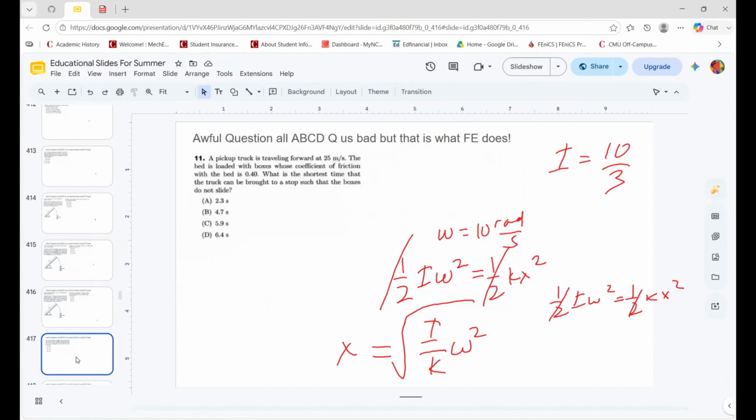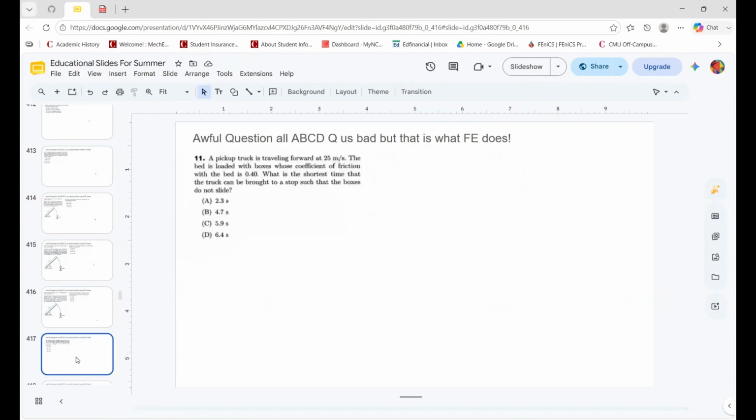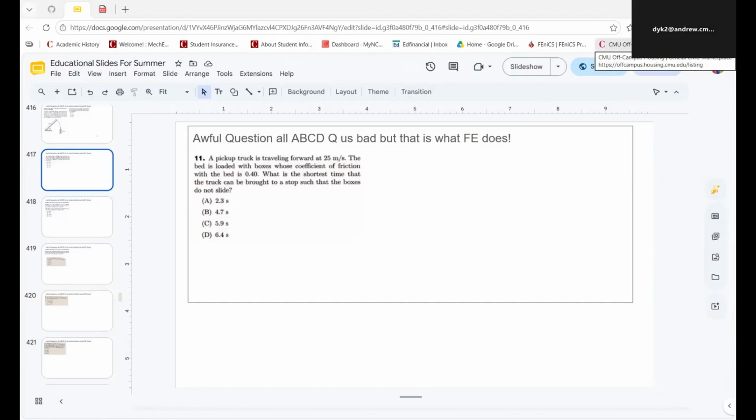All right, next question. A pickup truck is traveling forward at 25 miles per second. The bed is loaded with boxes with a coefficient of friction of 0.4. What is the shortest time that the truck can be brought to a stop such that the boxes do not slide?